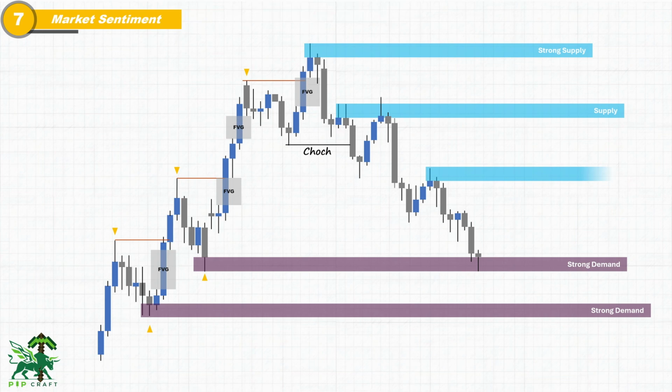At this point, a battle between supply and demand occurs. Sometimes, this results in consolidation and a ranging market between these two zones. A break above or below the range will determine which side gains control.